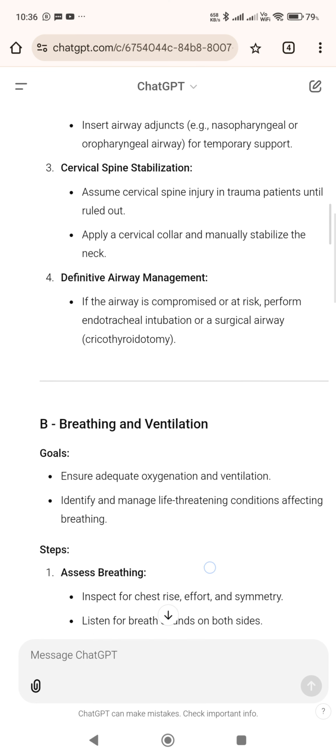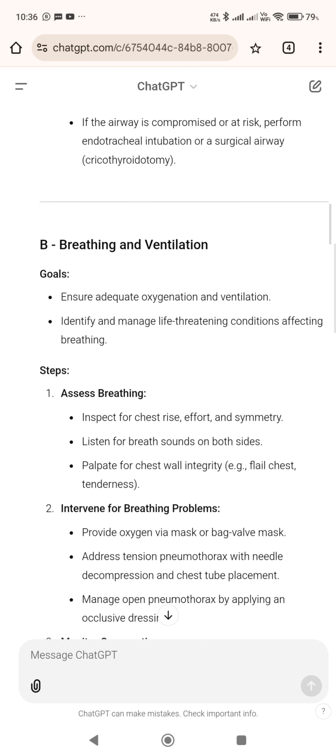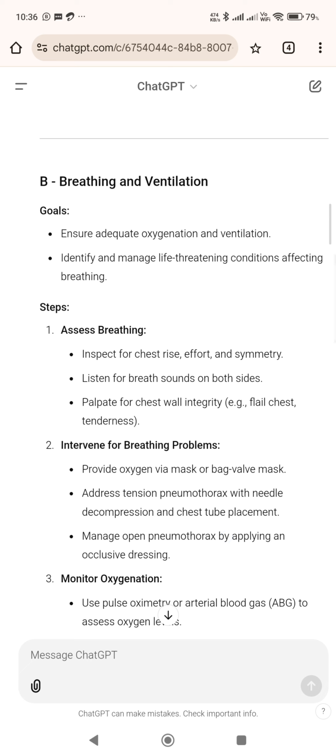B. Breathing and ventilation. Goals: ensure adequate oxygenation and ventilation. Identify and manage life-threatening conditions affecting breathing. Steps: 1. Assess breathing. Inspect for chest rise, effort, and symmetry. Listen for breath sounds on both sides. Palpate for chest wall integrity, e.g., flail chest, tenderness.